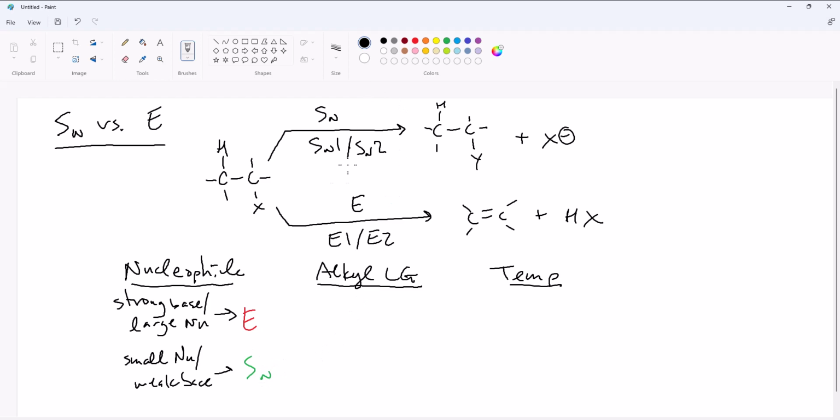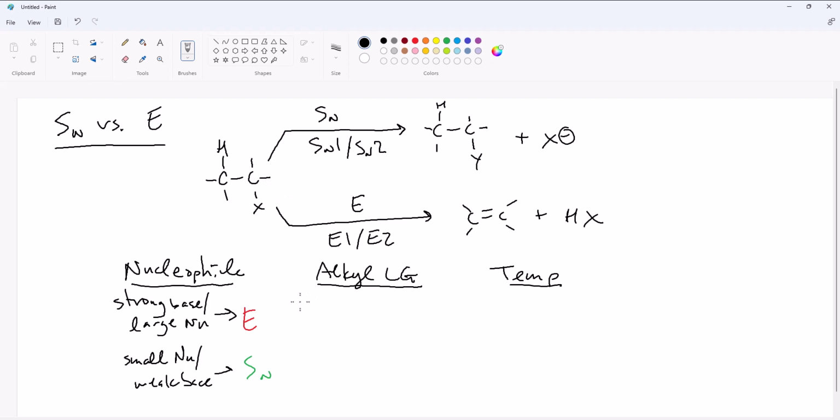So if we have a strong base, we're going to favor the elimination pathway. If we have a weak base, we're going to favor the nucleophilic substitution pathway. The size of the nucleophile also impacts that. If we have a large nucleophile, we physically can't fit in to do the backside attack or to do the attack at all on the carbon that has the X group that would leave. So instead, we're going to do an exogenous attack and pluck off a hydrogen.